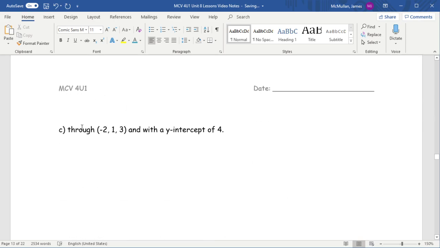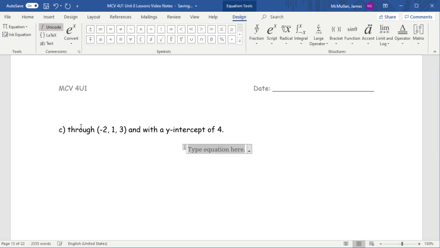All right, it has to pass through negative 2, 1, 3, and it has to have a y-intercept of 4. Okay, so the first thing we know is that P is negative 2, 1, 3.